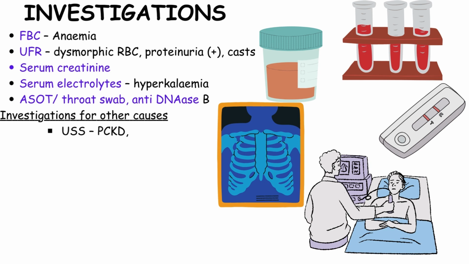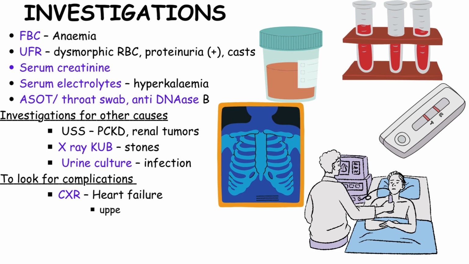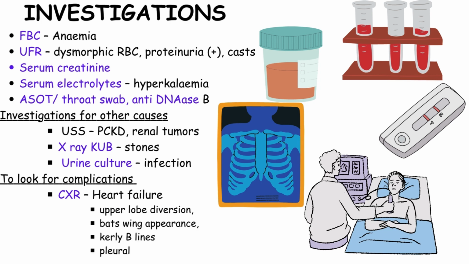Investigations for other potential causes. Imaging studies like ultrasound scan for polycystic kidney disease and renal tumors, X-ray for stones, and urine culture for infections. To evaluate complications, a chest X-ray may reveal features indicative of heart failure, including upper lobe diversion, a bat's wing appearance, Kerley B lines, and pleural effusions.